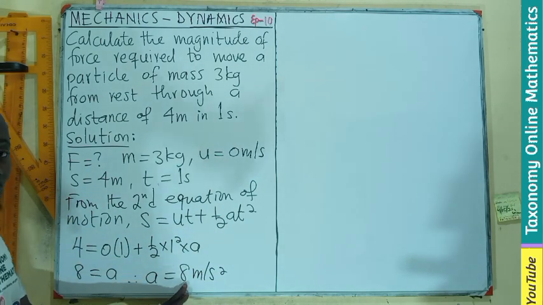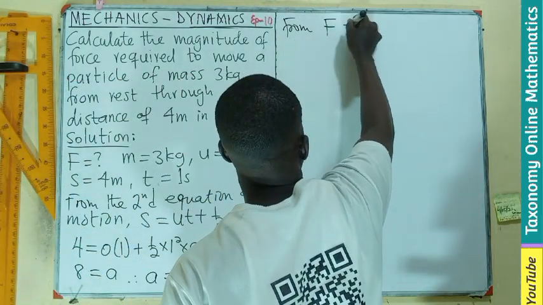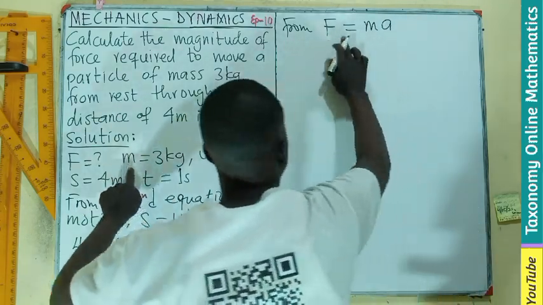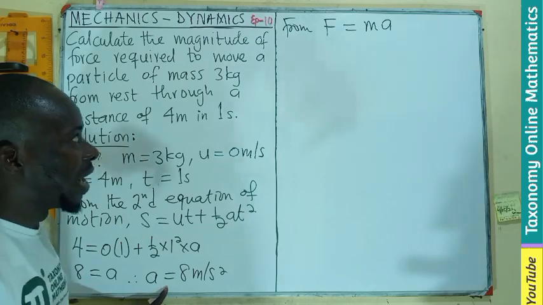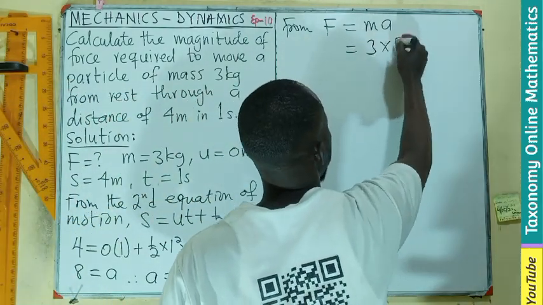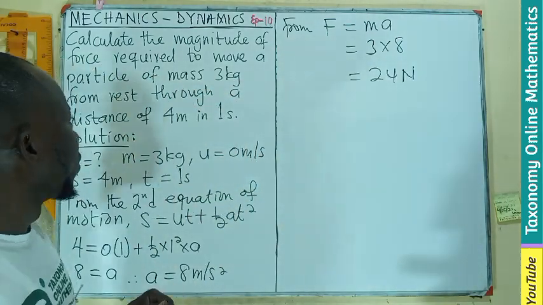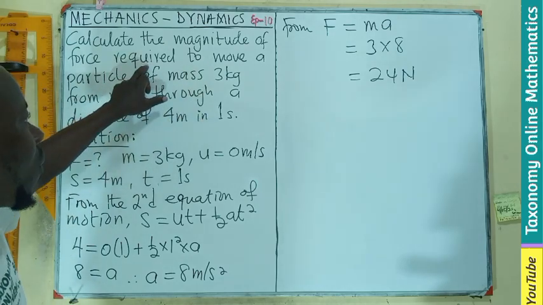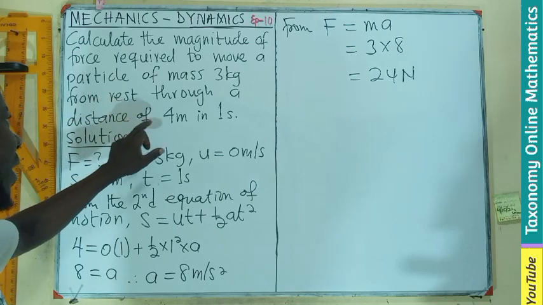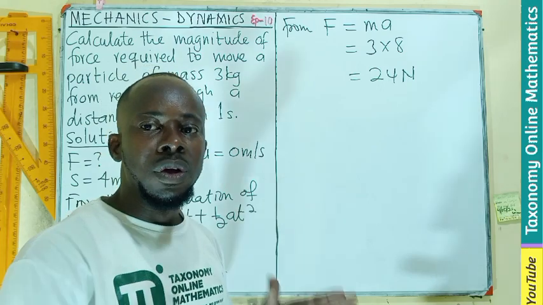squared. Now that I know acceleration, I can also say that from F equals ma, F as the force I am looking for, m as the mass of the body, and a as the acceleration, that gives me the mass of 3 times 8. And that will give you 24 newtons. So the magnitude of the force which is required to move a particle of this mass, which is from rest through a distance of 4 meters in 1 second, is going to be 24 newtons.